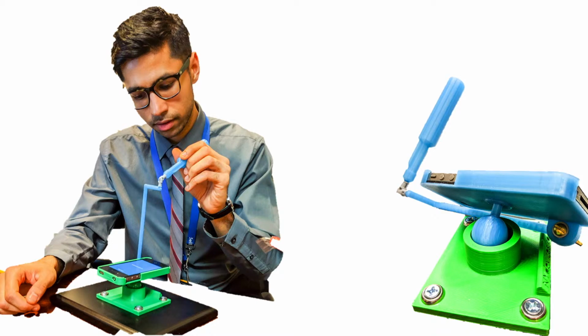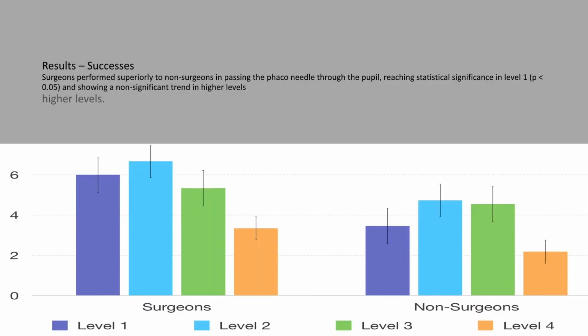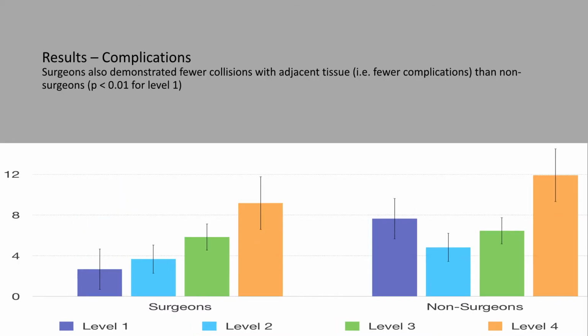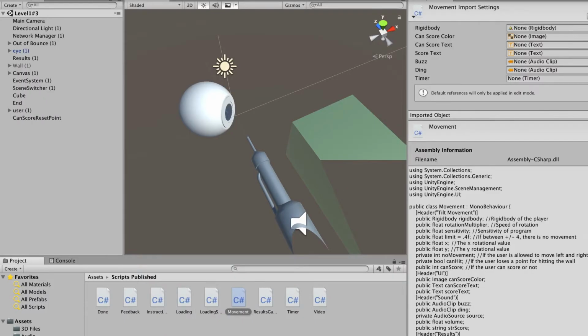with a phaco needle. Surgeons performed superiorly to non-surgeons in passing the phaco needle through the pupil, reaching statistical significance in the first level, with a p-value below 0.05, and showing a non-significant trend in higher levels. Surgeons also demonstrated fewer collisions with adjacent tissue, and therefore fewer complications than non-surgeons, with a p-value below 0.01 for the first level.